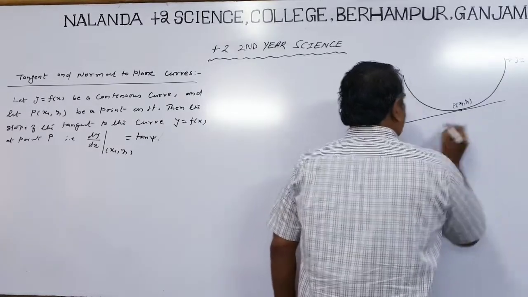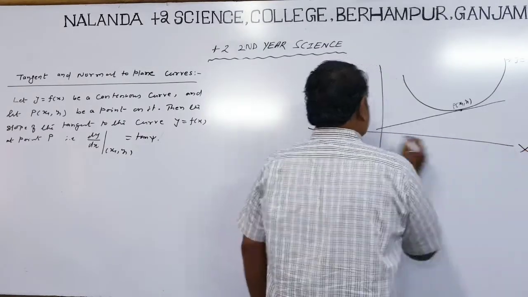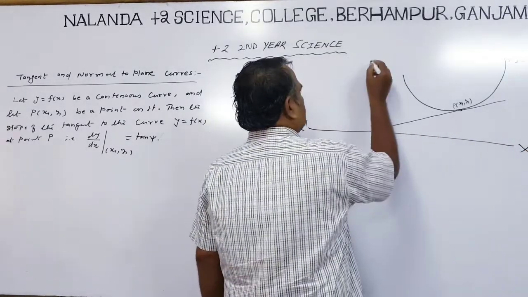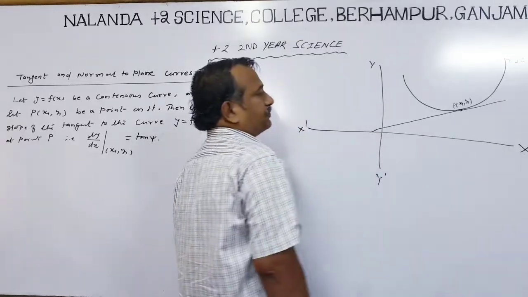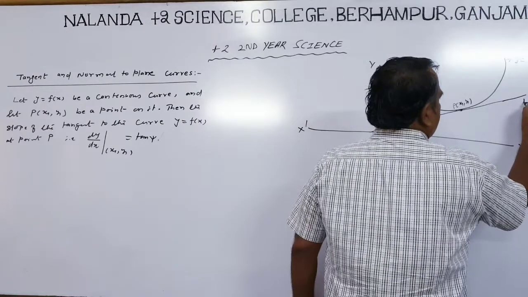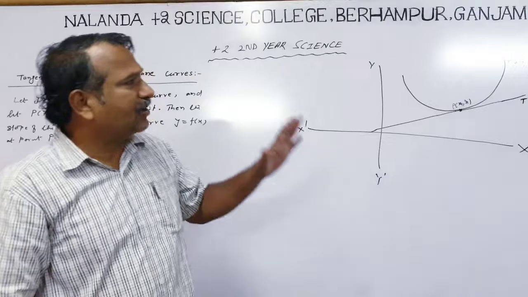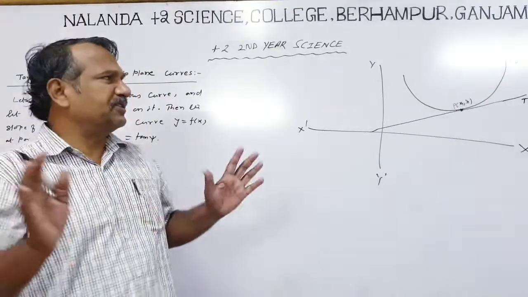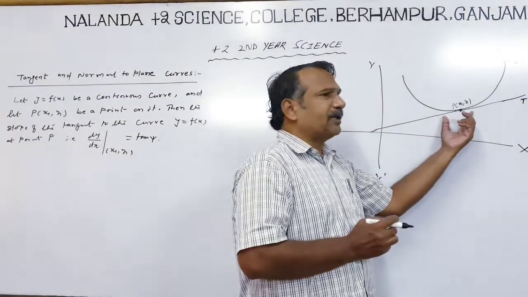This is a tangent. Suppose this is the x-axis and this is the y-axis. Let us say this is P, and PT is the equation of tangent. That means here one curve is given, any curve is given. So what is the slope of the tangent? Find out.